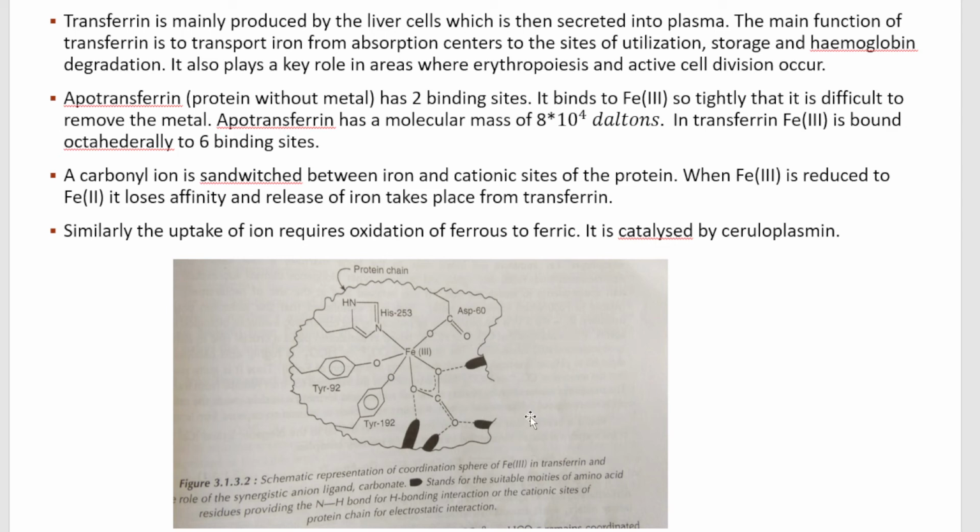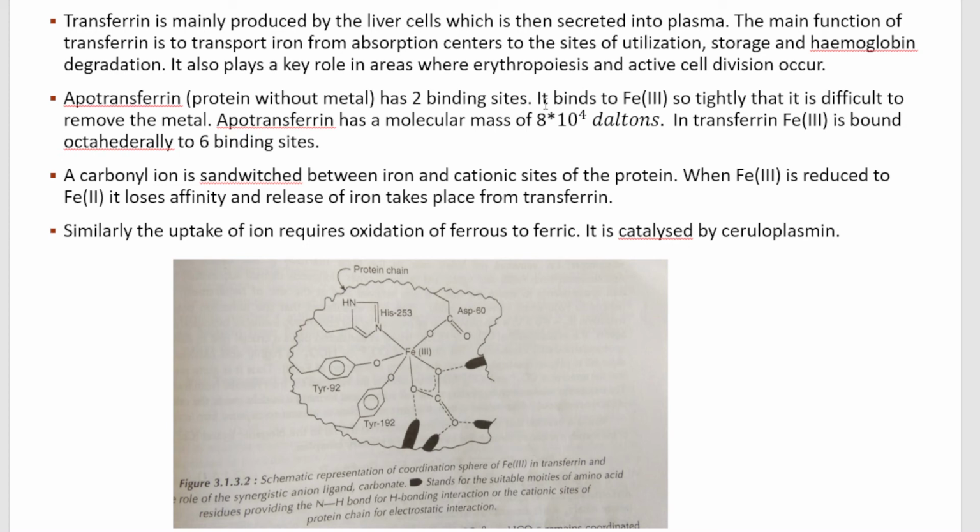So this is the structure of transferrin. So apotransferrin, there also you studied about apoferritin. Now apotransferrin, what does it mean? It means that it is a sheath that is covering the central metal atom or central metal that is present or stored in the center. So this is the sheath that is called protein without metal. It is called apotransferrin.